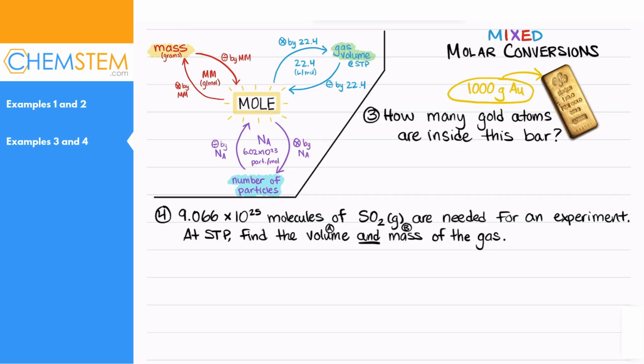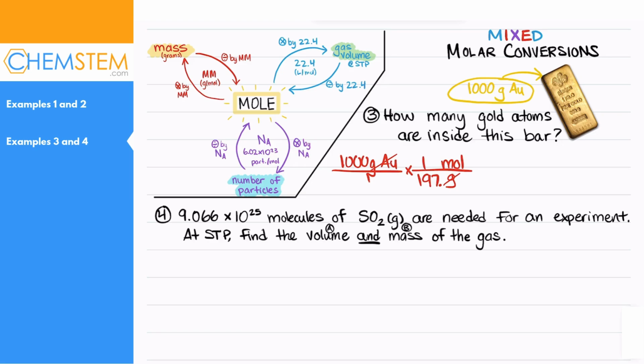Let's do it. So we start off with the fact that we have 1,000 grams of gold, and we're going to convert from grams of gold to moles of gold. The molar mass of gold is 197 approximately. So grams cancels out. We don't want to stop at moles because we have to keep going.